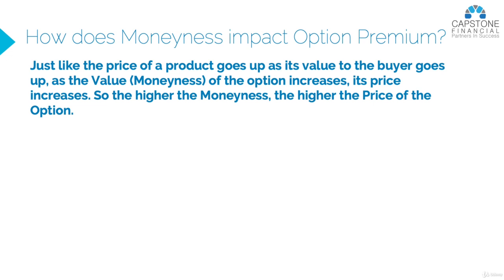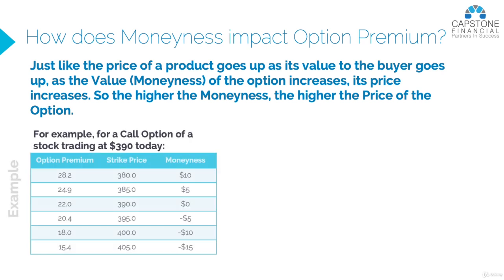Higher moneyness equals higher price of the option. It's very simple. There is nothing different between the way that an option that is deep in the money prices versus an option that is way out of the money. So let's look at an example. You have a call option trading at $390 today. As you can see, the moneyness is going to vary based on what strike price you choose.